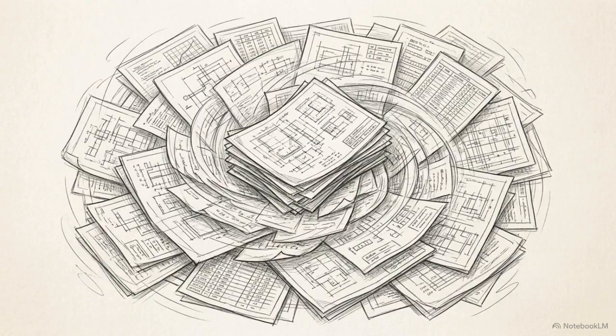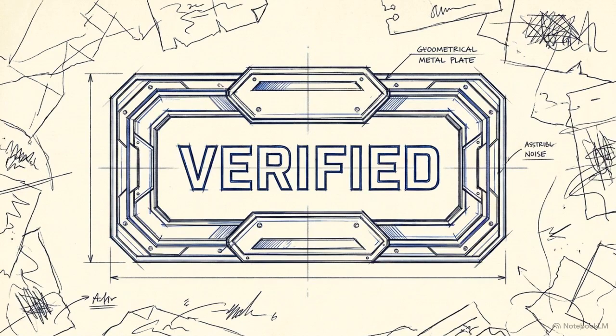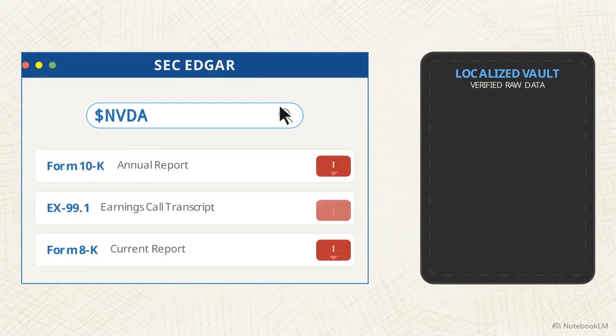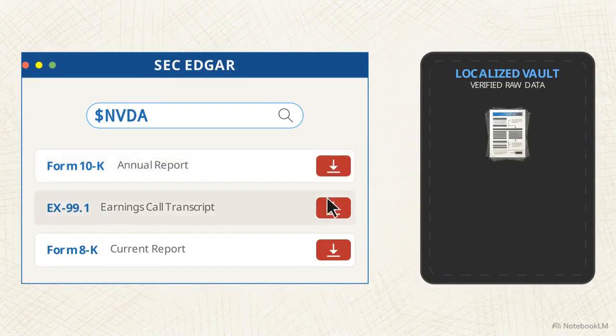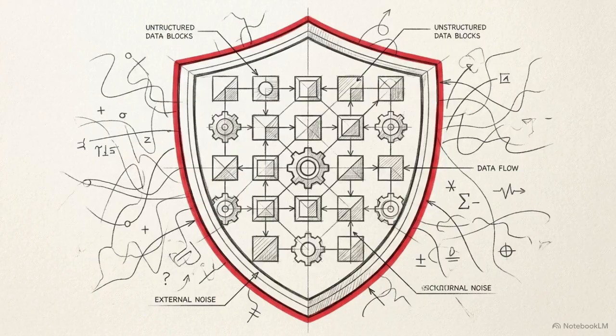Step 2 is gathering your raw material. Your custom AI is only as reliable as the documents you feed it. We are not going to rely on random web articles. We require official, verified filings. We do that here on the SEC Edgar database. You type in your stock ticker, locate the annual reports, and click download on the company's 10K PDF. You repeat this process for their recent earnings call transcripts. Establishing this localized vault of official SEC PDFs acts as a firewall. We are locking out the noise of the internet and isolating the pure financial data.